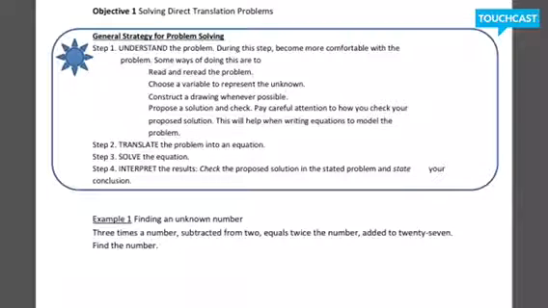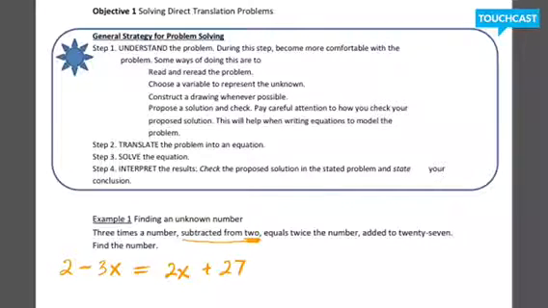Let's do a direct translation. 3 times a number, I can write that as 3x, subtracted from 2. So we're either going to say minus 2 or we're going to have 2 minus 3x. Notice it says subtracted from 2, which means the 2 comes first. So 2 minus 3x equals, oh, that's the easy part, equals twice the number, 2 times the number, added to 27, plus 27. So this is a direct translation.